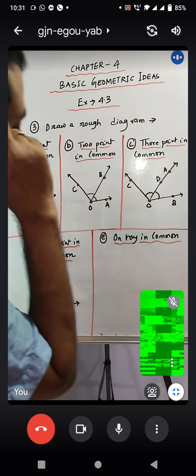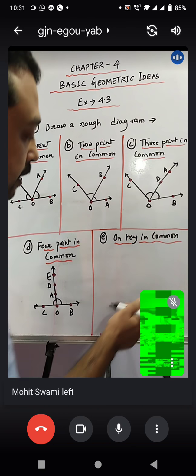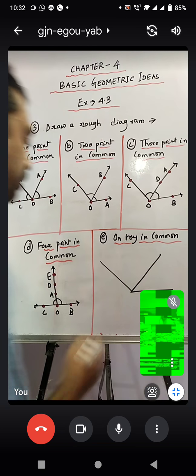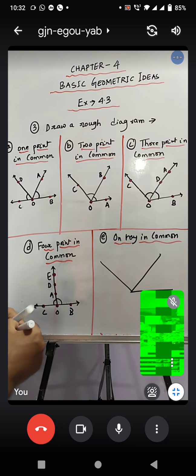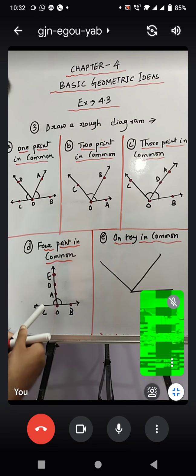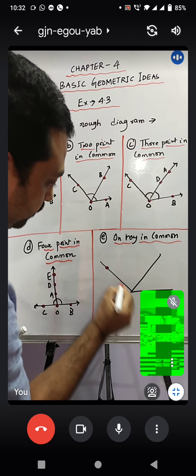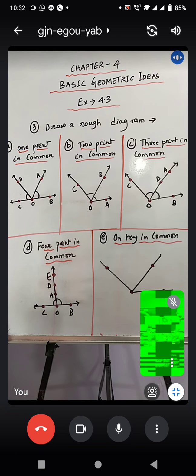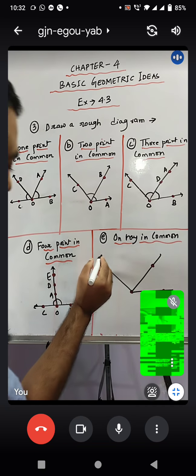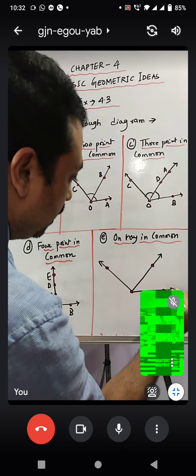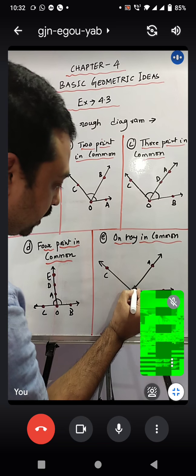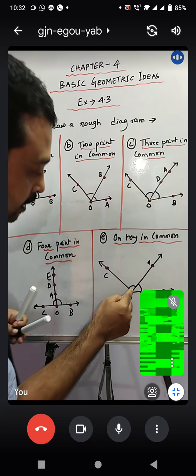Now we have to draw two angles where we have to show one ray in common. So again we'll draw this figure. Okay, so we'll mark one point here, one here, one here, and another one here. We'll show these all as arrows. So C, O, A, B.